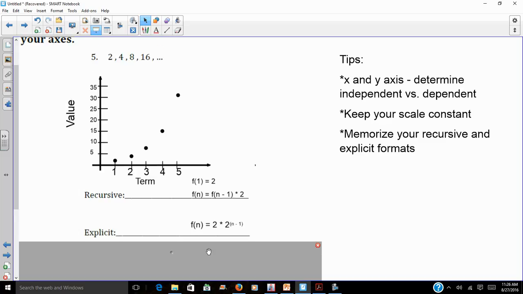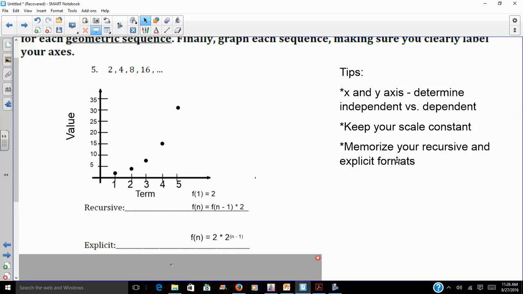Alrighty, on your homework, a couple of tips. Make sure that you memorize those recursive and explicit formats. They come in very valuable if we have a conceptual understanding of what is going on with the equations. It makes it much easier to memorize these.